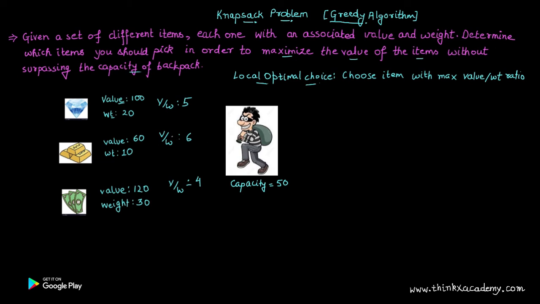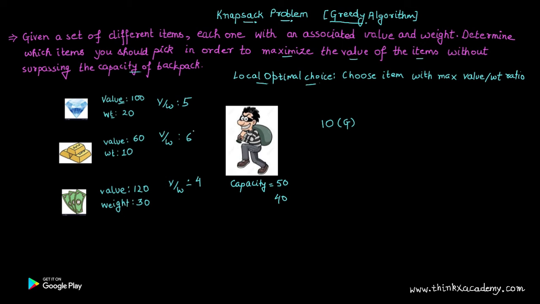Then the thief is going to pick up all of the gold such that it does not exceed the capacity, and since the house has only 10 units of weight of gold, he will just add the 10 units of gold. So I'm just going to write here 10g. He will quickly add these 10 units of gold in his backpack. So now the remaining capacity is 40.